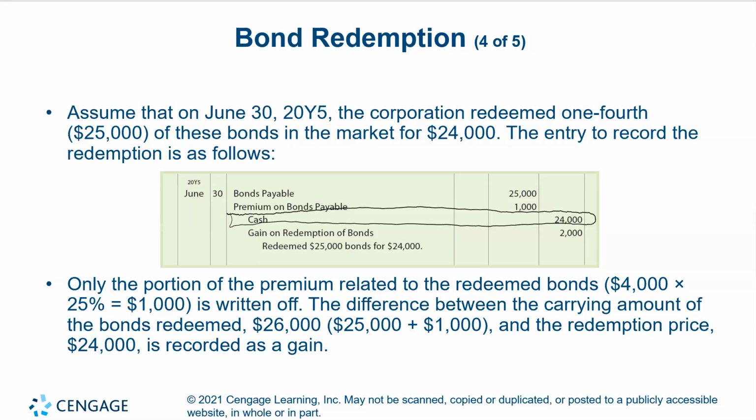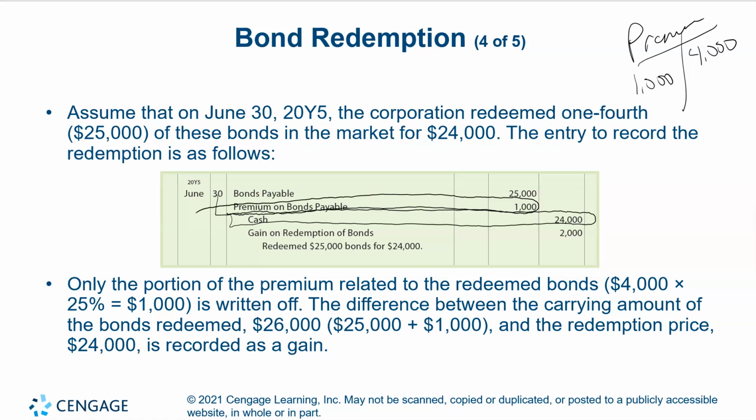So let's talk about writing off a premium. Remember, it's a premium, so that $4,000 is sitting on the credit side. We want to write off 1,000 of it, which means we're going to debit it. So we're going to reduce our premium by $1,000. And then we always pay back face value of our bonds. The bond's face value in total was $100,000, but we are only getting rid of 25%. So 100,000 times 25% is equal to 25,000. So we're going to get rid of the bonds payable of 25,000 because we're paying those off. To get rid of a liability, we debit it.